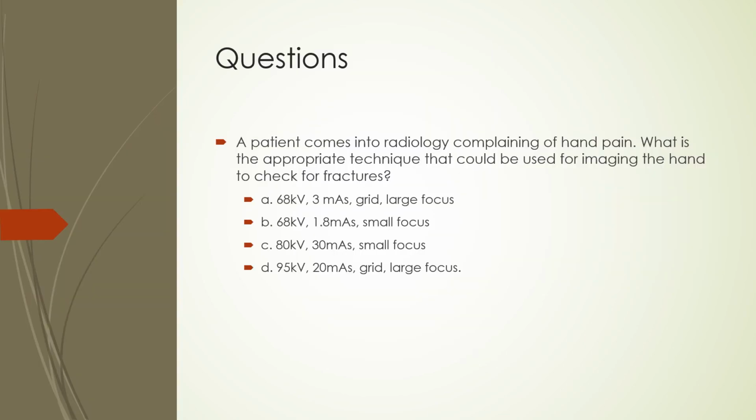Next question. A patient comes into radiology complaining of hand pain. What is the appropriate technique that can be used for imaging the hand to check for fractures? The choices are A, 68 kV, 3 mAs, grid, large focus. Choice B, 68 kV, 1.8 mAs, small focus. Choice C, 80 kV, 30 mAs, small focus. Choice D, 95 kV, 20 mAs, grid, large focus. The correct answer is choice B, 68 kV, 1.8 mAs, small focus.